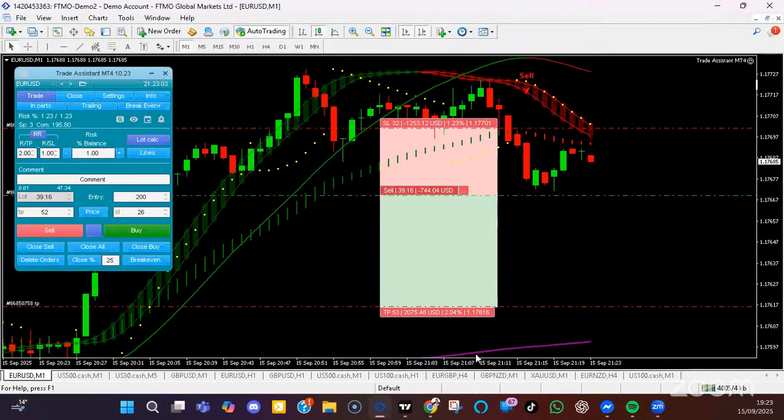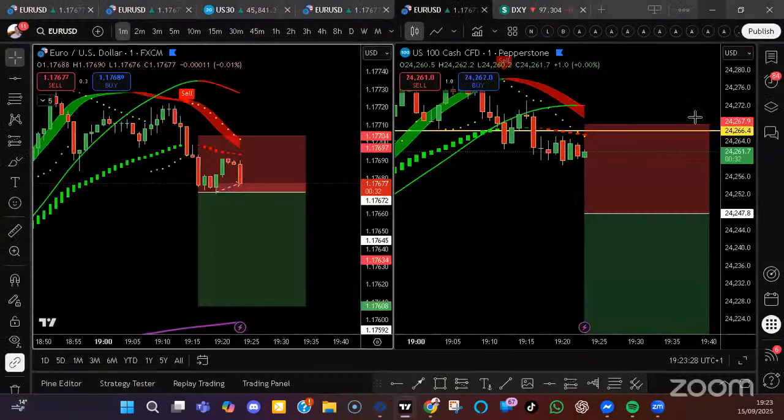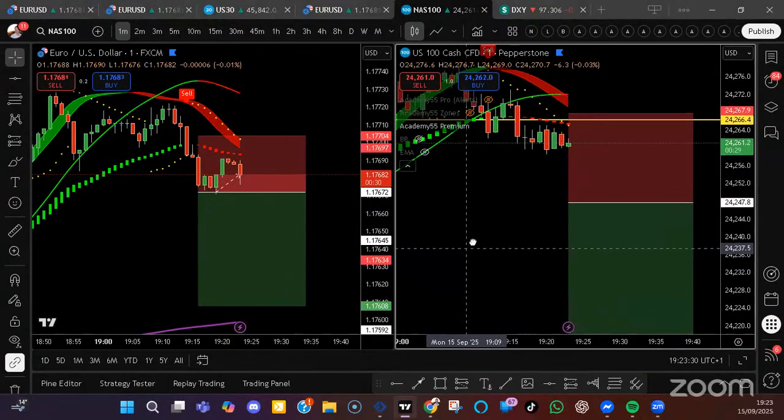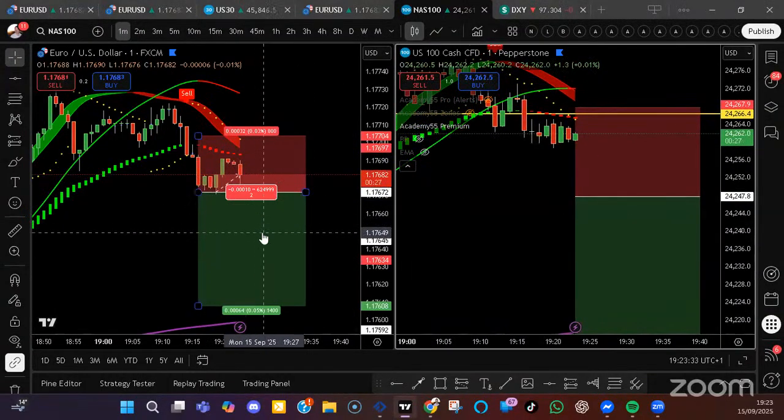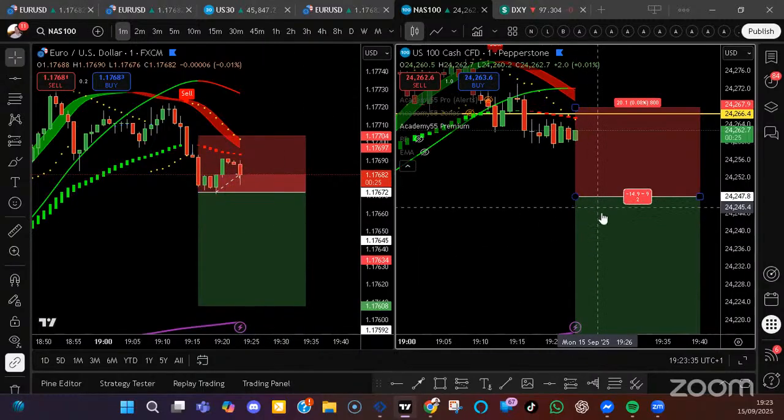There's my trade on my MT4 on the EUR USD. Red trend, parrots are above, red volume ribbon, sell alert, red wave, where the stop loss goes, and hopefully we'll go down to get our 2%. I'm just holding it here. Got exactly the same here on my TradingView, so I can have a look at the US 100 as well.